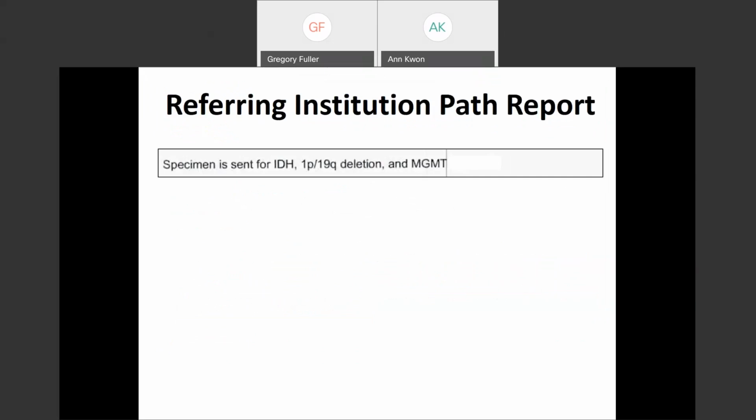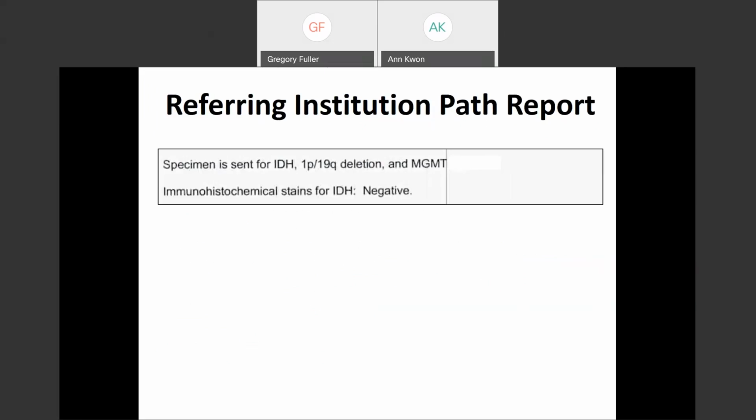All right, let's look at a referring institution report. Specimen is sent for IDH, 1p19q deletion, and MGMT. Okay, that seems a little bit loose. Immunohistochemical stains for IDH negative. I guarantee you that statement is completely inaccurate.